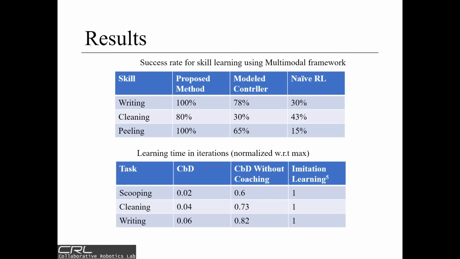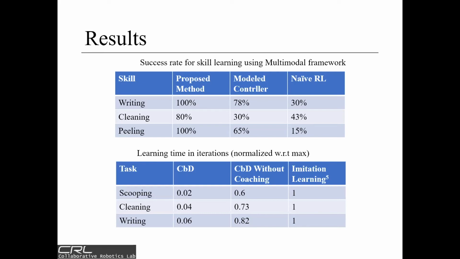The second table shows the overall performance of the framework in learning some tasks like scooping, cleaning, and writing. In this case, it's basically the learning time in iterations with respect to the maximum. And we compared it to our own framework without coaching, where we just did self-evaluation.